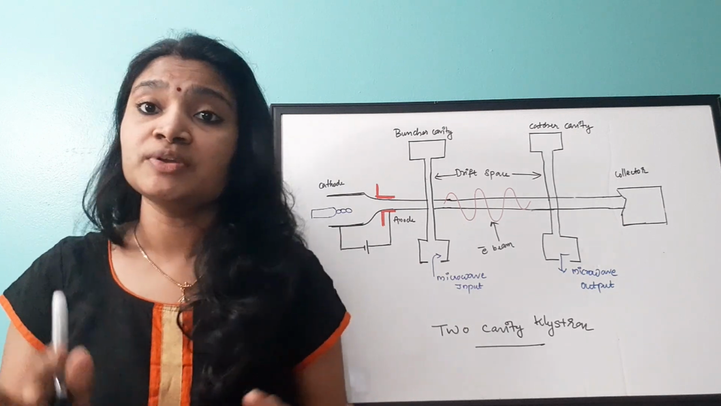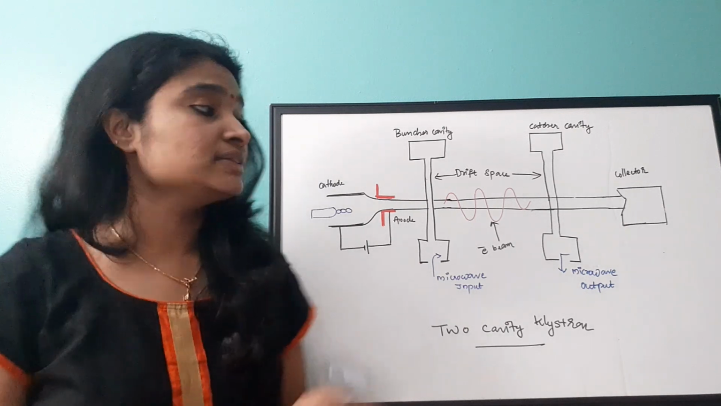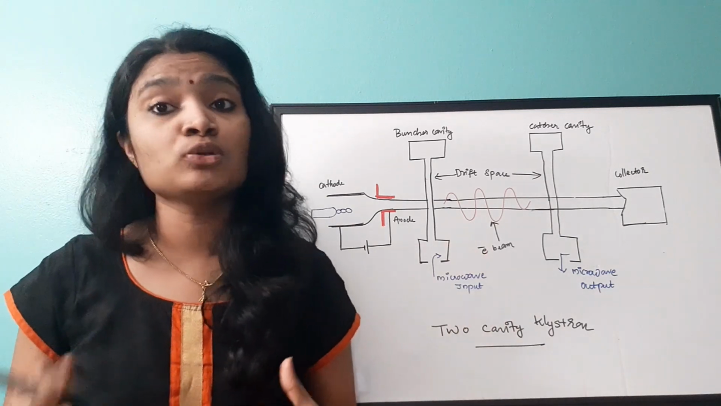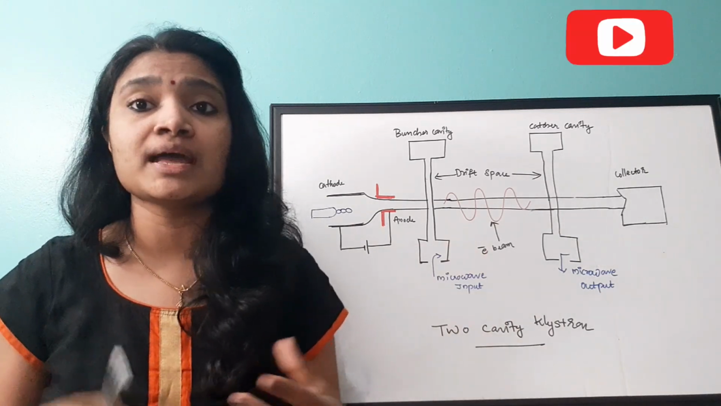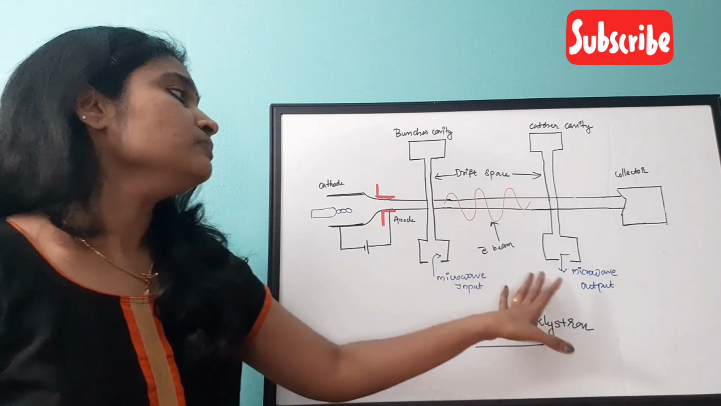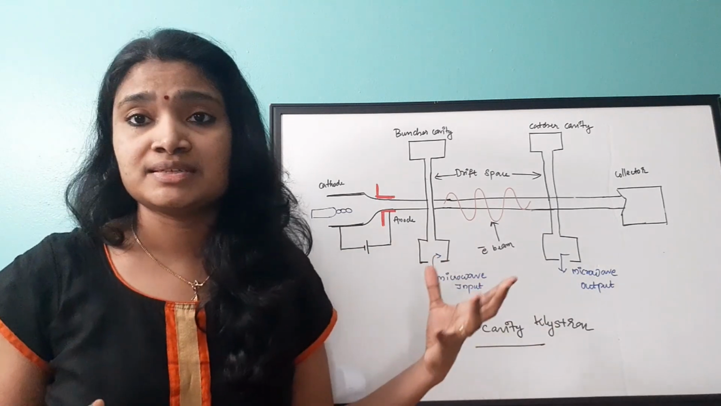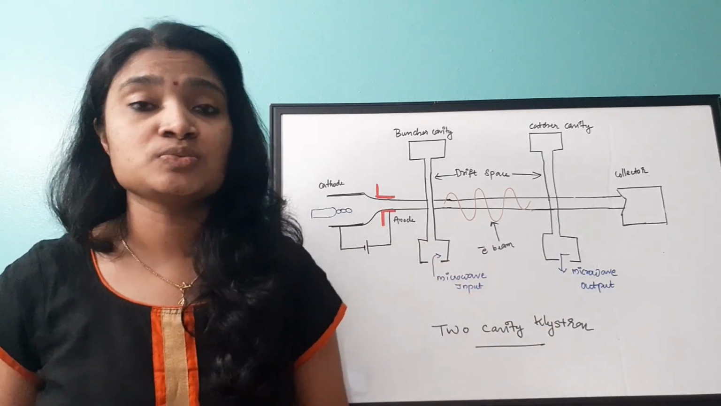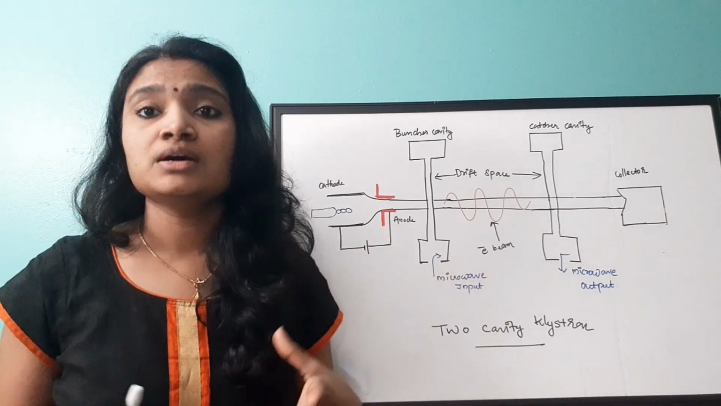Easy electronics. Today's video we are going to see about the Klystron, that is the two cavity Klystron. It is a microwave amplifier, can be also used as an oscillator. We'll be seeing about the concepts and the most important questions which can come from this area of a Klystron.